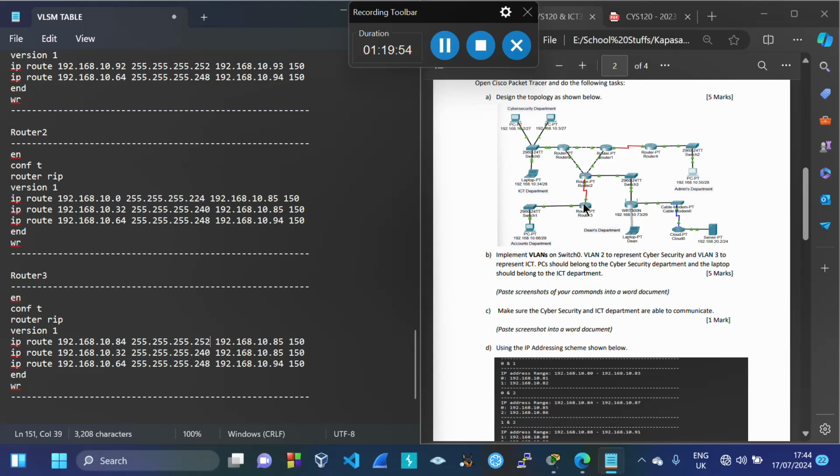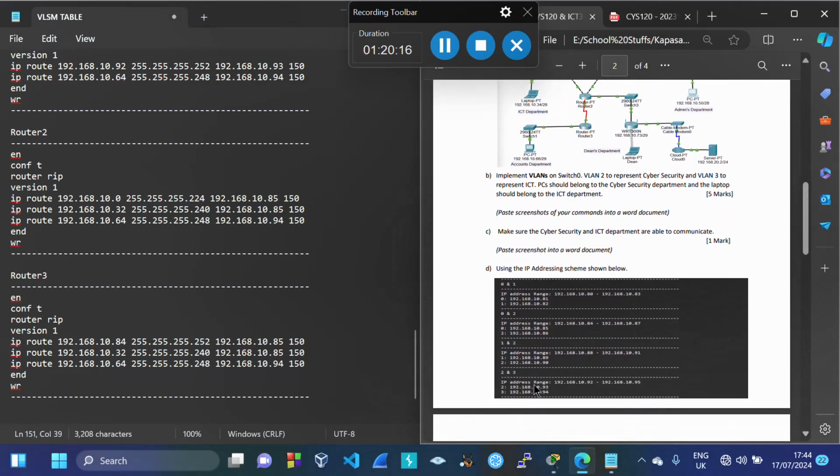Then from 3, for me to reach 0, I'm passing at 2. And between 0 and 2 is given an IP address, so for me to reach here, I need to consider the IP address between 2 and 3. And what's the IP address of 2? The IP address of 2 between 2 and 3, we are saying it's 93. So here I'm going to put a 93 like that.